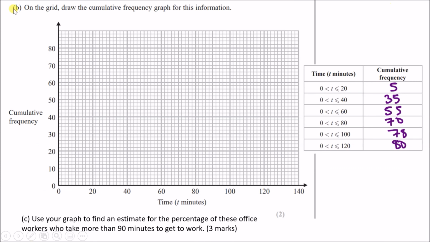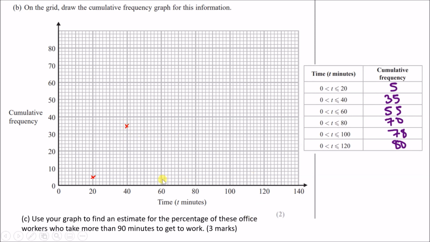And now on B, we need to draw a cumulative frequency graph for this information. This is pretty much plotting the data we just did into this graph. To do it nicely, all you have to do is look at the time and match up here. For the first 20 minutes, the endpoints, there was a total of 5 office workers. So we go on the 20 minutes and go up to 5. So it's about there. And the next one, for 40 minutes, it went up to 35. So 40, shift up to 35, which is there.